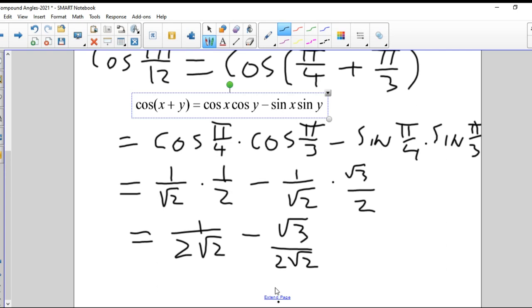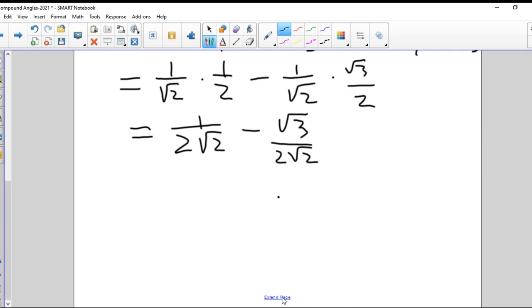So that means that my final answer is just simply 1 minus root 3 over 2 root 2. Again, that is in exact form, which is what I was required to do. I wanted an exact form answer.